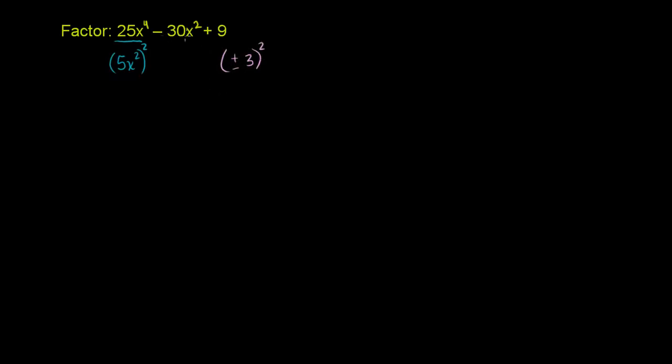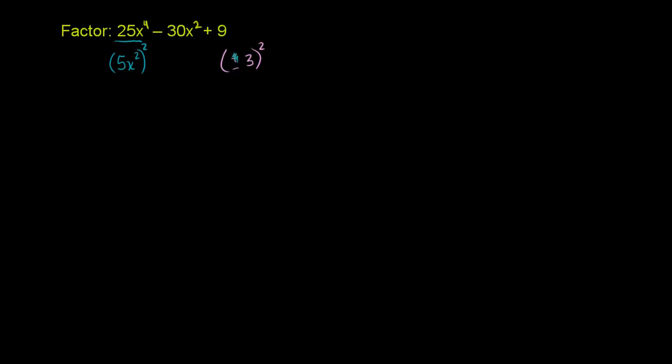Now, what is 30x squared? Well, what happens if we take 5 times plus or minus 3? So remember, this needs to be 2 times the product of the square root of this and the square root of that. Given that there's a negative sign here, and 5 is positive, we want to take the negative 3, right? That's the only way we're going to get a negative over there. So let's just try it with negative 3.